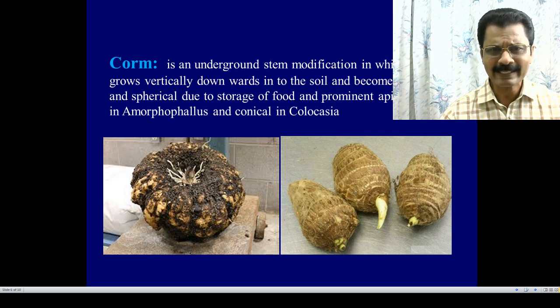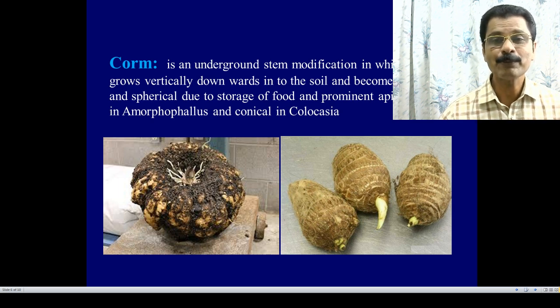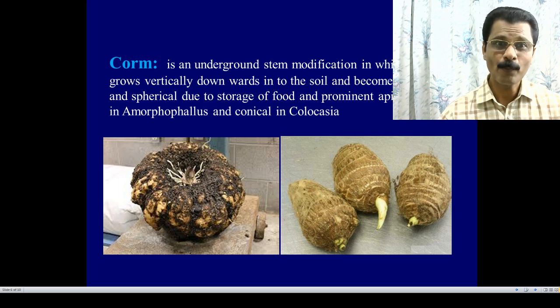From the nodes, scale leaves arise, and in the axil of these scale leaves, the bud arises. These are also used for vegetative propagation. They also store food material, and they are used as vegetables, right? This type of underground stem modification we call a corm, right? Could you follow me? Corm. There are two typical examples, Amorphophallus and colocasia.